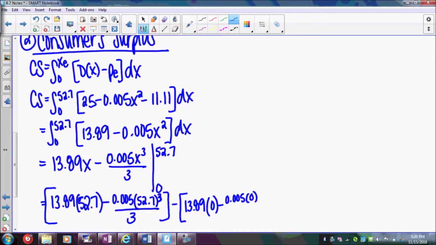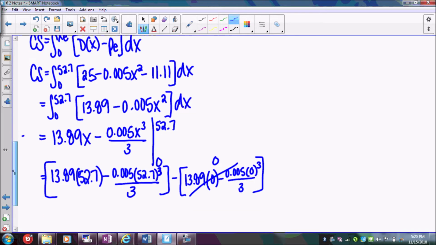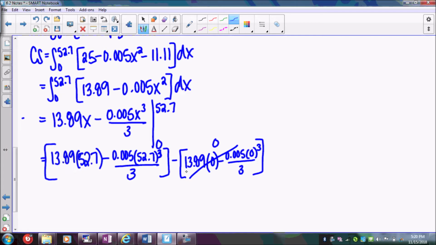Which oftentimes, remember I said that this is going to go to 0. So if you recognize that as when I plug in 0 here, this whole thing's just going to become 0. You don't even really have to show the substitution. You could just say minus 0. Just don't forget about it though, because sometimes when there's e's involved and there's exponents, those zeros aren't going to go away. So just be aware of that.